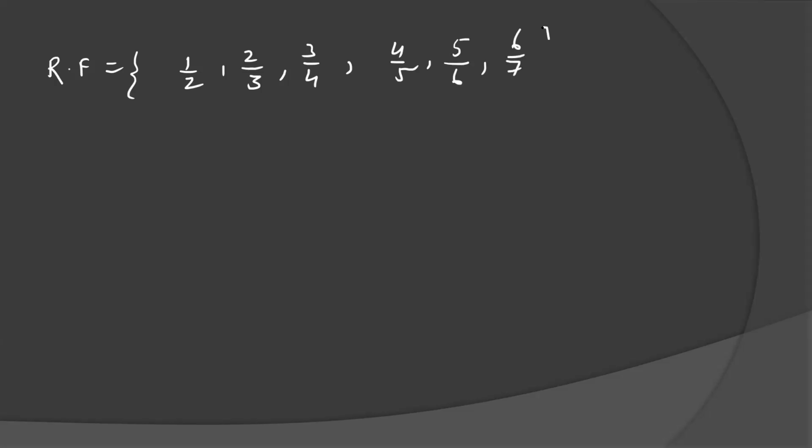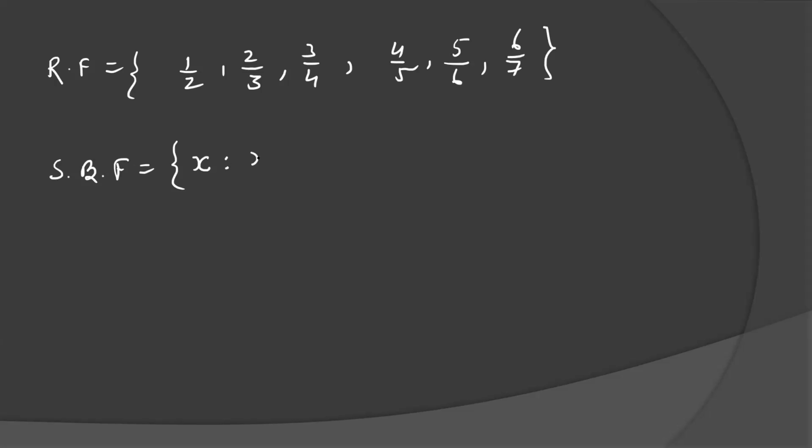We can see one more example. Suppose you have the roster form as 1 by 2, 2 by 3, 3 by 4, 4 by 5, 5 by 6, and 6 by 7. Suppose this is a roster form. It is separated by commas only. Now you have to change it into set builder form. So the set builder form will be the collection of all x.